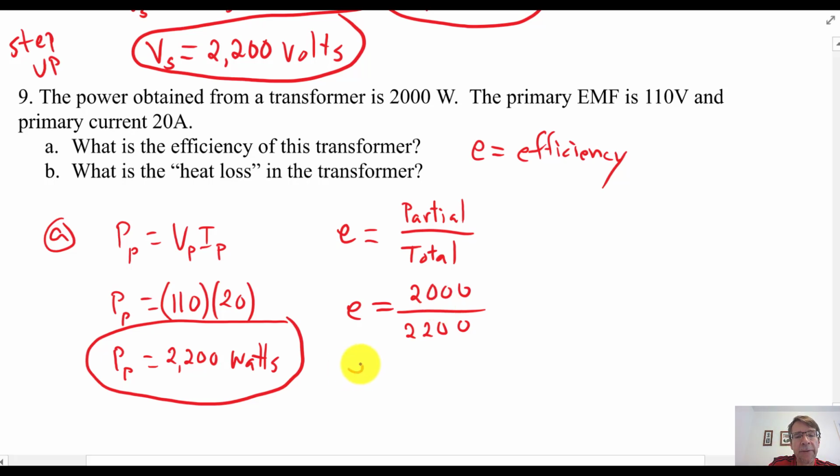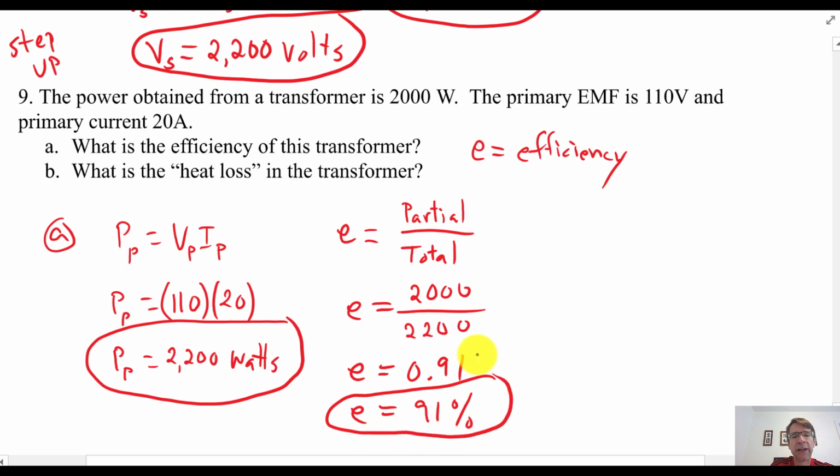But in this case, if you divide that, you get 0.91. And usually, you convert that to percent. That's 91%. So you would multiply by 100 to get that. But you can say 0.91 is the efficiency. Or you can say the efficiency is 91%. Just don't say the efficiency is 0.91%. It's 91% after you multiply by 100 to convert into percent.